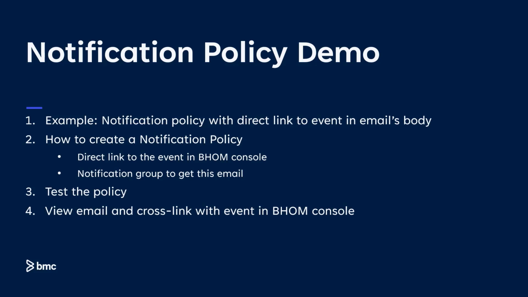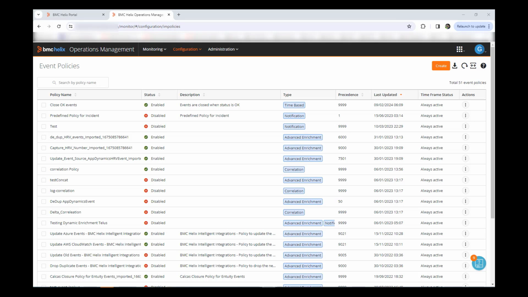One of the most common scenarios is when you have created a notification policy to get an email with that important event, but you want to access directly to BHOM console to see that event. Well, in this demo, we will show you how to create it. Let's go to BHOM console. Once in BHOM console, in event policy configuration, we need to create a new policy as we saw in our previous demo. So, click on the Create button.